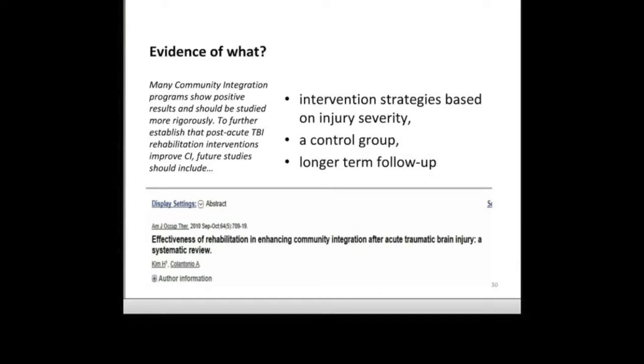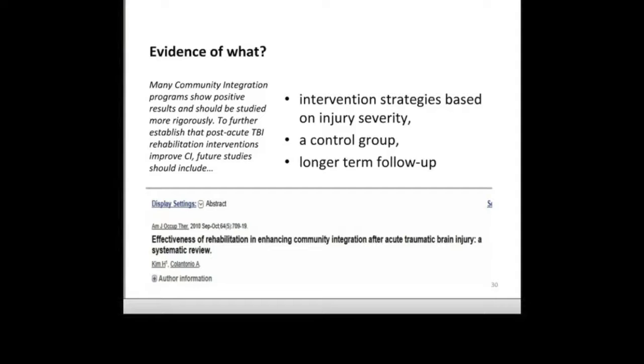try to understand. So looking at evidence, we can look at both strands and how they can inform each other. For example, I came across this effectiveness review on rehabilitation in enhancing community integration after acute traumatic brain injury. It's a systematic review presented to me by Chet Nye, which is one of the facilitators of the series.